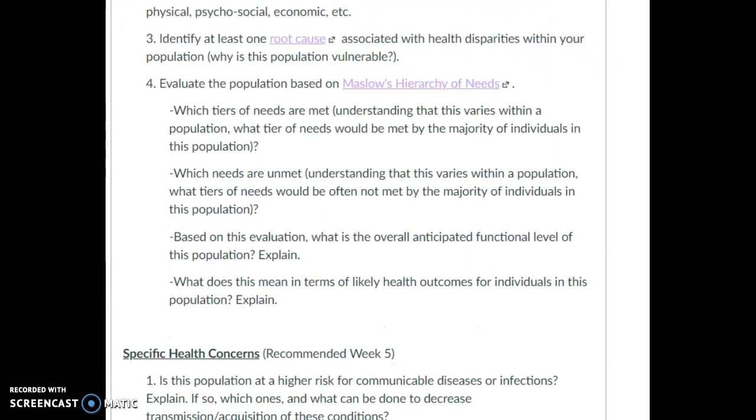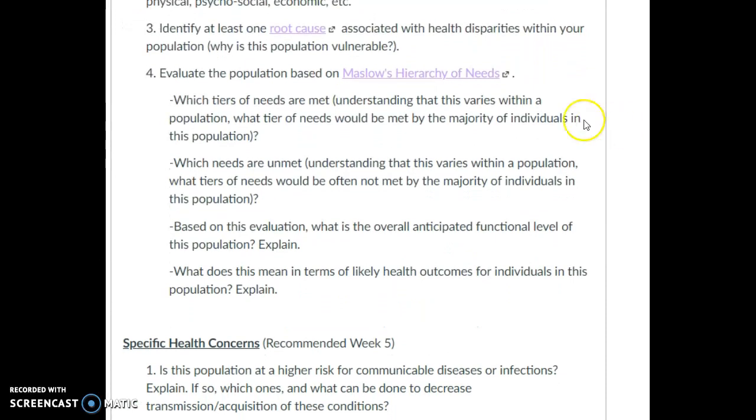Also, you're going to be doing a root cause analysis. If you go to this link, it'll take you to a website that explains more about root cause analysis. But you're looking for at least one root cause associated with the health disparities within your population. So this gets into, why is this population vulnerable? This is not the cause of a person being in this population.